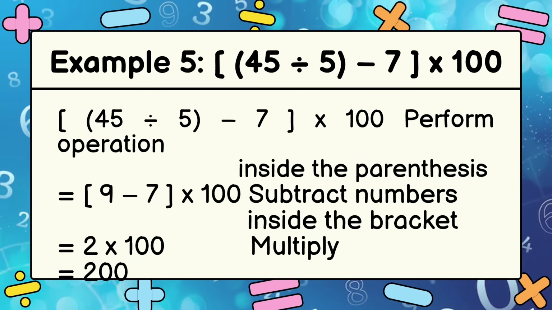Okay, example 5, we have, ito yung sinasabi natin. May bracket na, may parenthesis pa. So what are we going to perform first? Okay, so sabi dito, perform the operation inside the parenthesis. So that will be 45 divided by 5. So the answer is 9, and then minus 7 kasi nasa loob sila ng brace. So subtract the numbers inside the braces. So that would be 9 minus 7, 2, then multiplied by the bracket, I mean not braces, and then 2 multiplied by 100. That will give us the answer of 200.